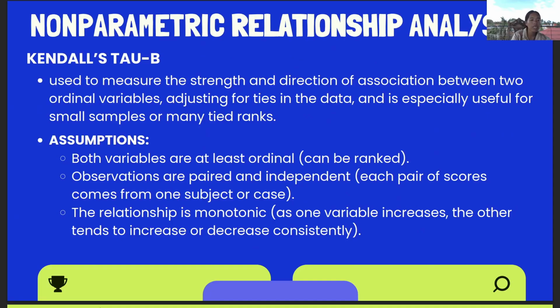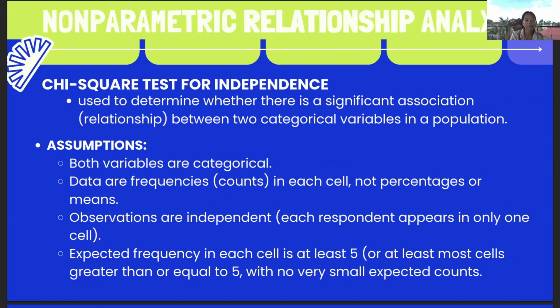To proceed, we have Kendall's Tau-b, used to measure the strength and direction of association between two ordinal variables, adjusting for ties in the data, and is especially useful for small samples or many tied ranks. Its assumptions are both variables are at least ordinal. Observations are paired and independent, and the relationship is monotonic as well. As one variable increases, the other tends to increase or decrease consistently.